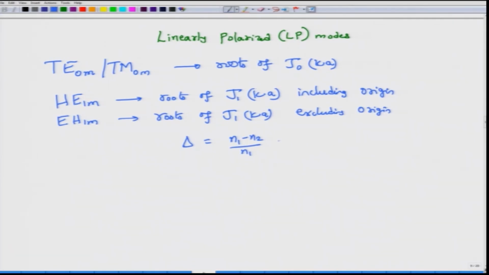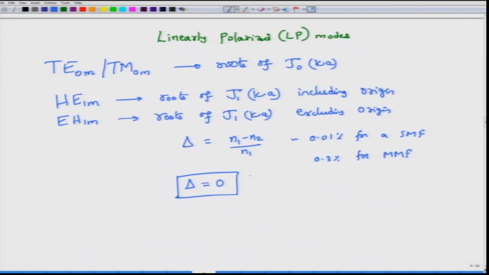In practice, this delta is about 0.01% for a single mode fiber. This value is slightly greater, about 0.3%, for a multi-mode fiber. However, if you look at the actual difference instead of the percentage values, that difference turns out to be quite small. So, we can simplify the solution of the characteristic equation as well as the structure of the modes by mathematically taking this delta equal to 0.